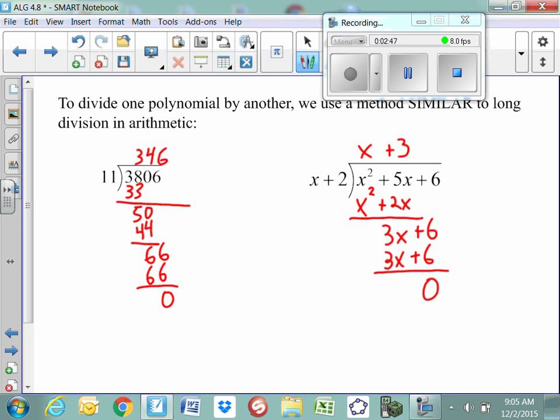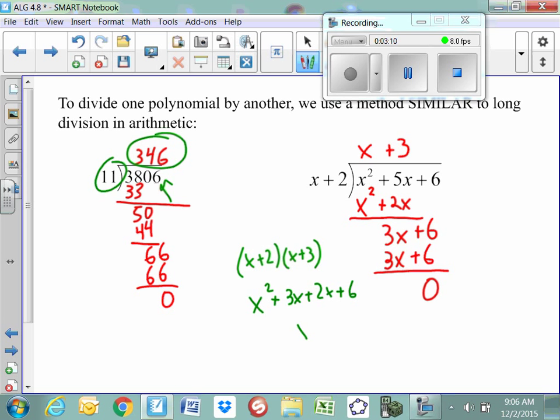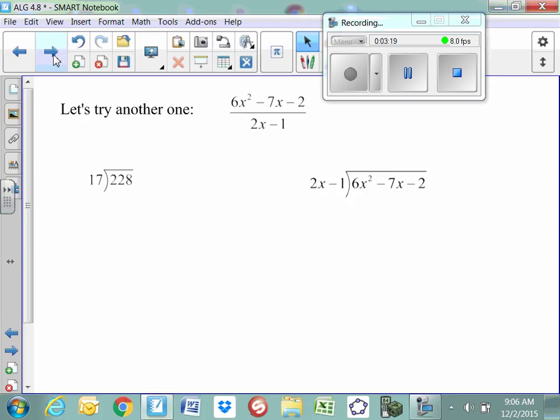In the same way that I could multiply 346 times 11 to make sure that I do get 3,806. Obviously, I could FOIL x plus 2 times x plus 3, and I should get x squared plus 3x plus 2x plus 6, or x squared plus 5x plus 6, which of course is what I started with. All right, let's look at another example.